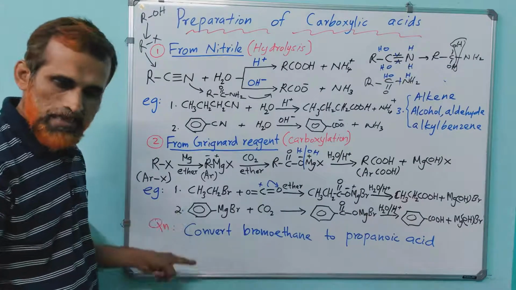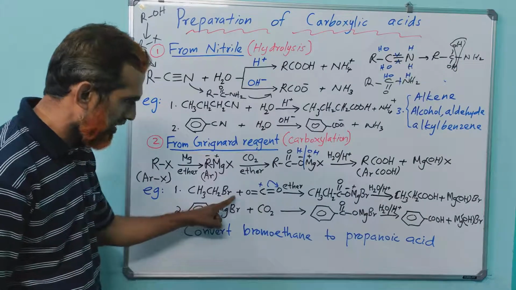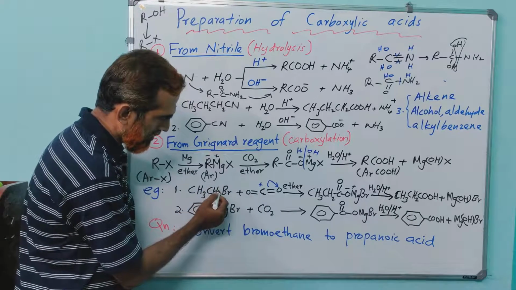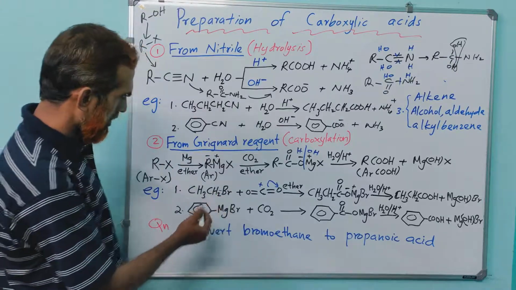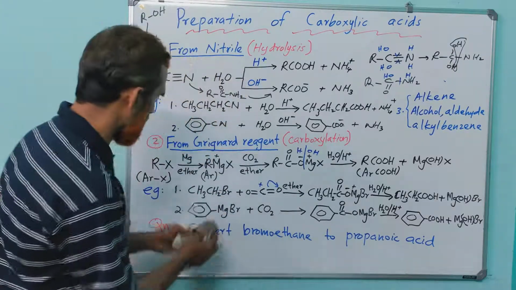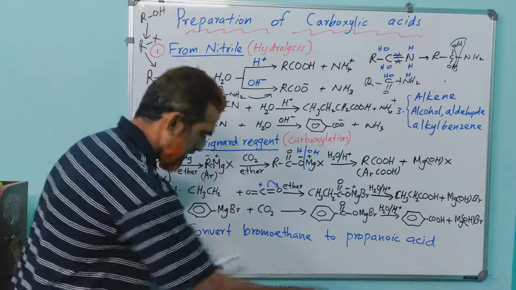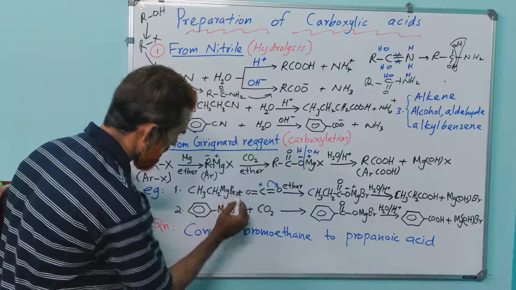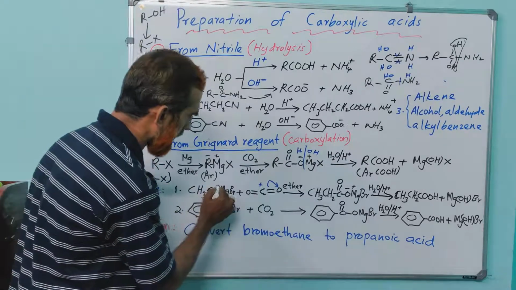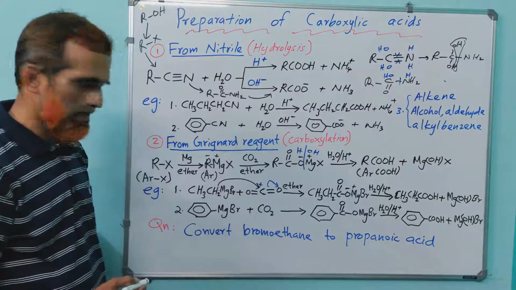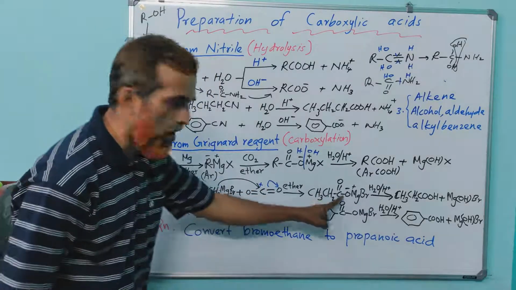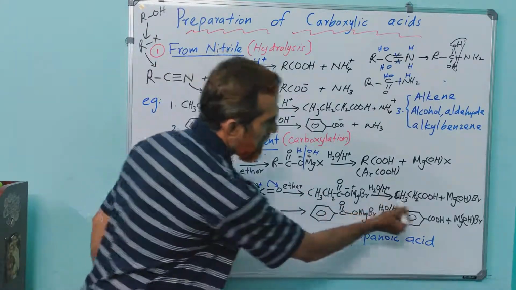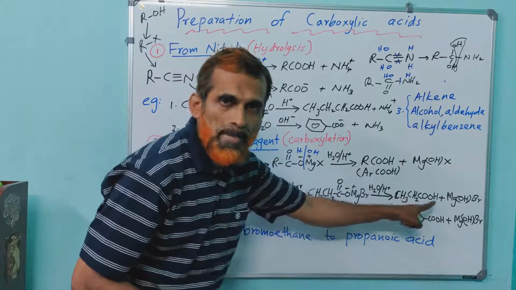Now two examples given here. CH3CH2Br. See, this alkyl group, there is a correction here. This is not just CH3CH2Br, it's a Grignard reagent, so Mg has to be there. So this alkyl group is attacking this carbon, right? And it forms this intermediate, CH3CH2COOMgBr, hydrolyzed to get this propanoic acid.